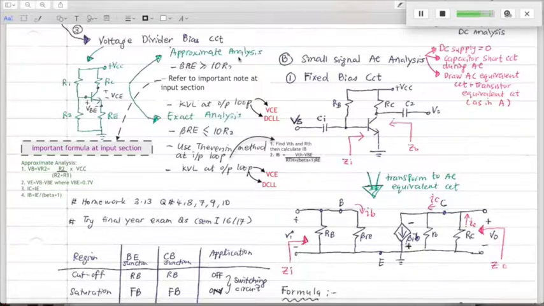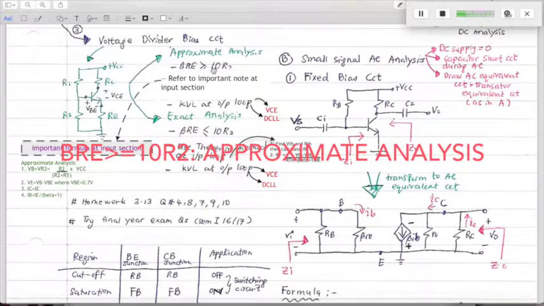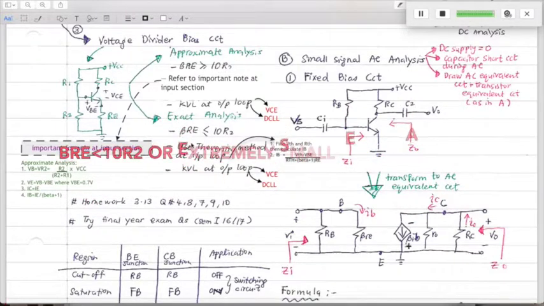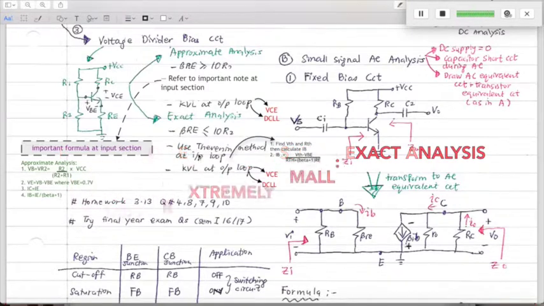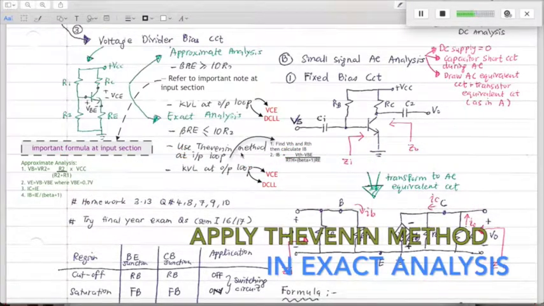And then you calculate 10 times R2. This is R2, which cannot be seen clearly here. So you need to remember this condition: is beta RE greater or less than 10 R2? If beta RE is greater than 10 R2, you need to use approximate analysis. Otherwise, if the value is smaller than 10 R2, you need to use exact analysis. In this analysis, you have to apply the Thevenin method.